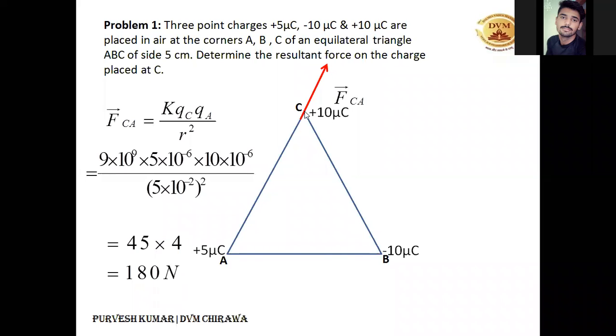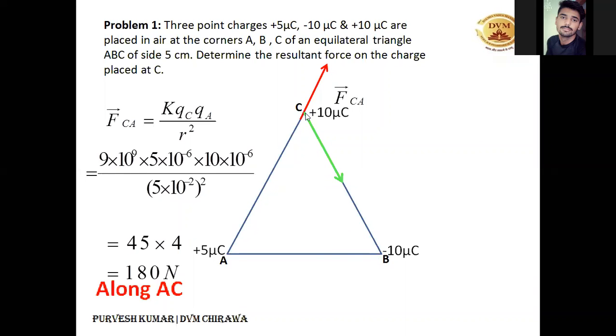This is not the resultant force. It is only because of the charge placed at A. And we also need to write the direction. The direction is along AC. That has to be kept in mind, because it is a vector quantity, having a magnitude that is 180 Newton and a direction that is along AC. Now we need to find the force on the charge placed at C due to the charge placed at B. And B is a negative charge. This is a positive charge. So B will try to attract this charge.